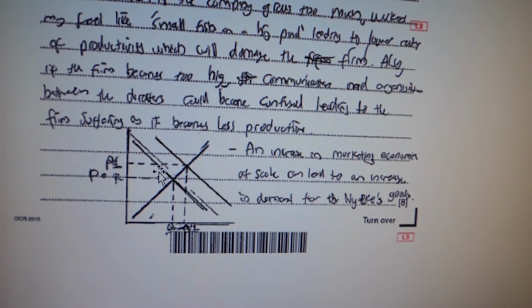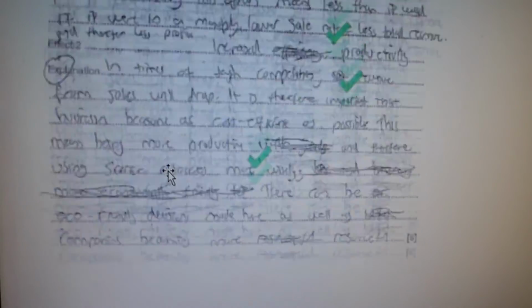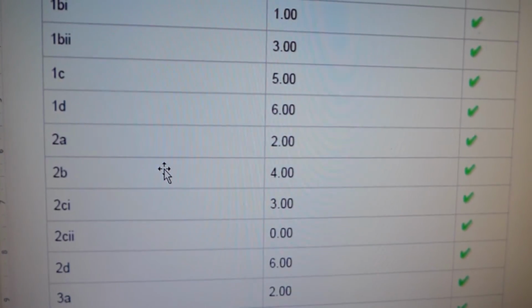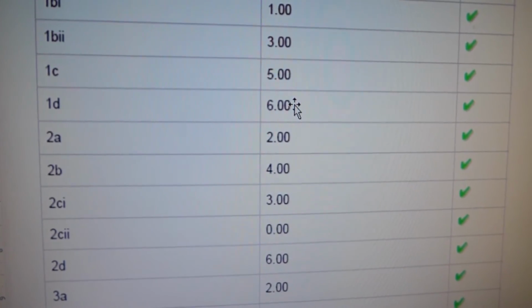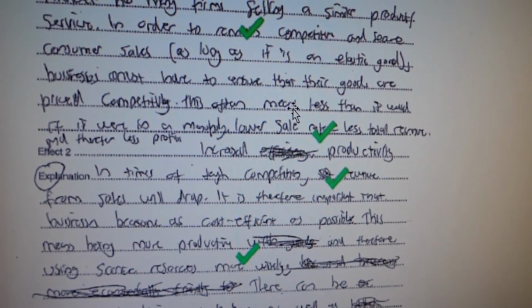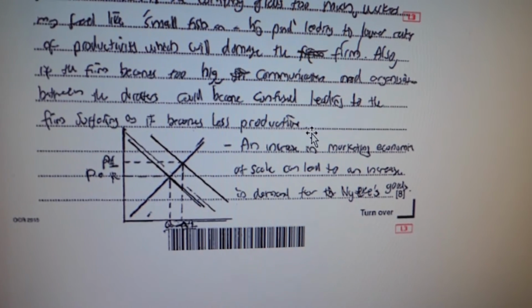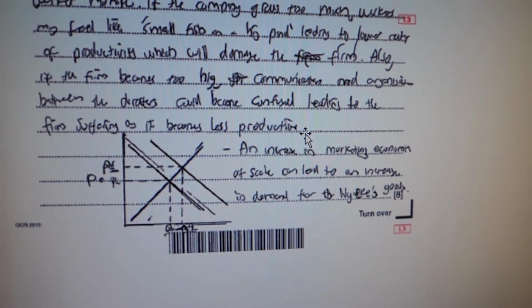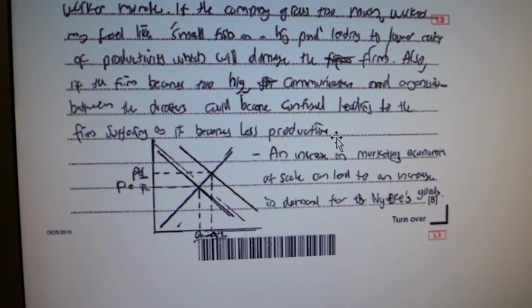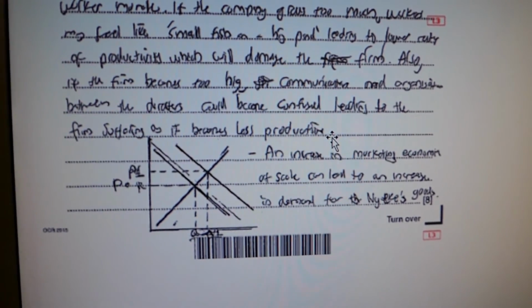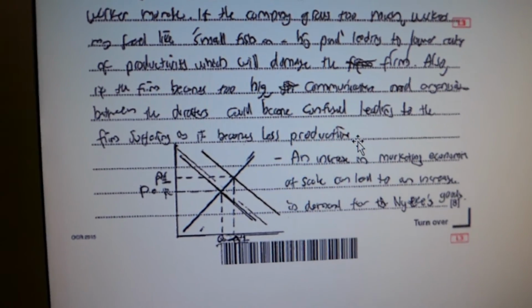So this candidate has got L3 on this one. So let's just see what they got. 1D, so that's 6 out of 8. And the obvious reason that they haven't got an 8 out of 8 is because it just stops here and there is no conclusion, there's no evaluation, there's no summing up and weighing up of the arguments. So that's question 1. Let's move on.